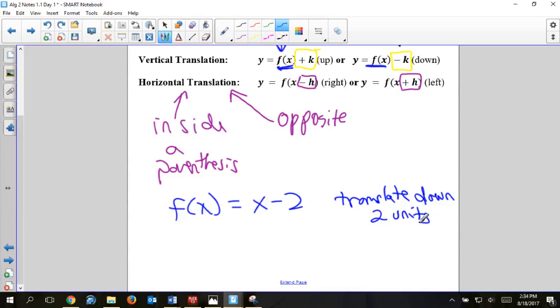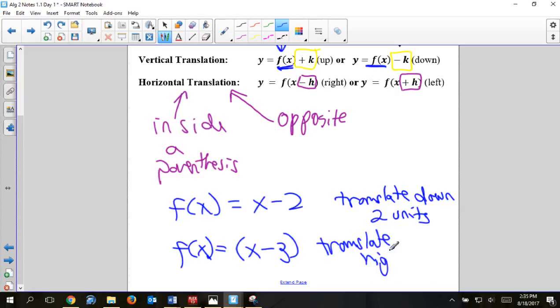So what if I said, all right, how about f of x is equal to x minus 3 in parentheses? So you see those parentheses and you see that minus 3 is inside the parentheses with the x? That tells me it's a horizontal. And then we say, all right, the one that's a minus is opposite of what I think. I'm going to go to the right instead of to the left. I'm going to go to the right. Translate right. How many? 3.